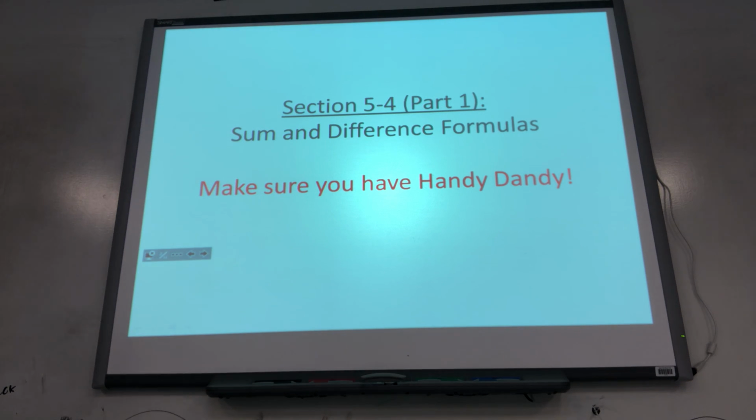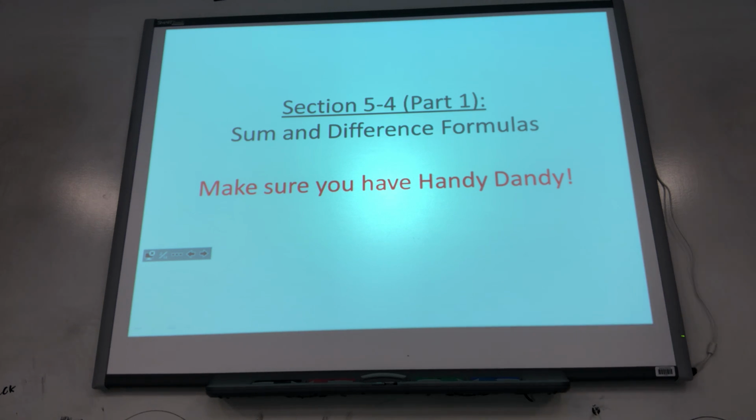over section 5.3 instead, or in a little bit of 5.2, I think. So I still have those. I'll get them back to you the next couple days. But in section 5.4, we are learning about something called sum and difference formulas.